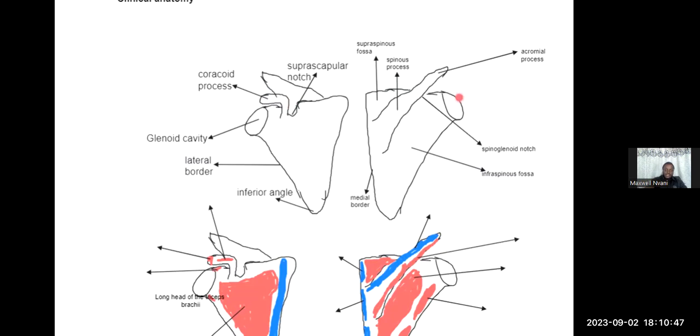Look at this diagram that is depicting the posterior aspect of the scapula. We have the spinous process that continues as the acromial process. So we have the acromial process, the spinous process, and the coracoid process. Now I'm going to share my screen so that we can have the 3D representation of what we are talking about.